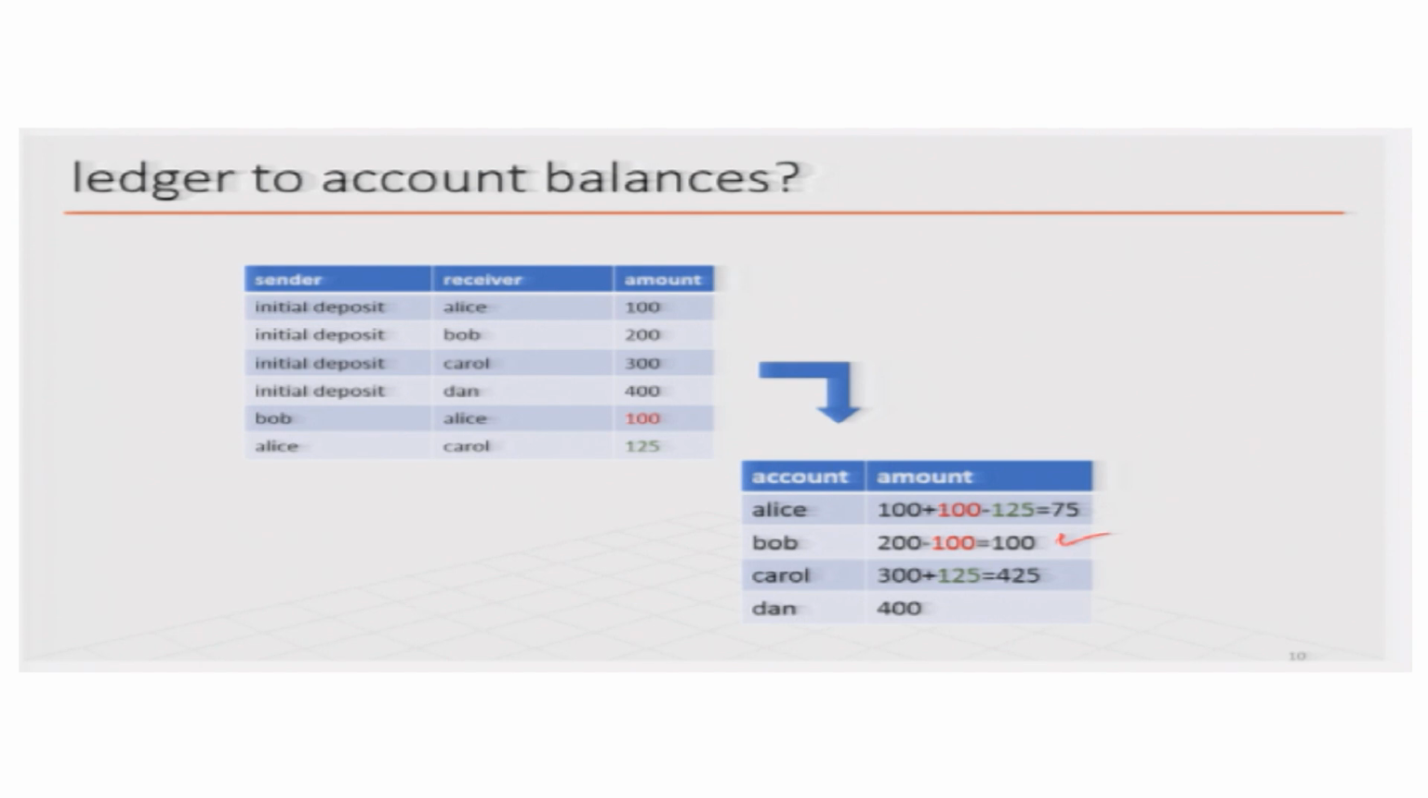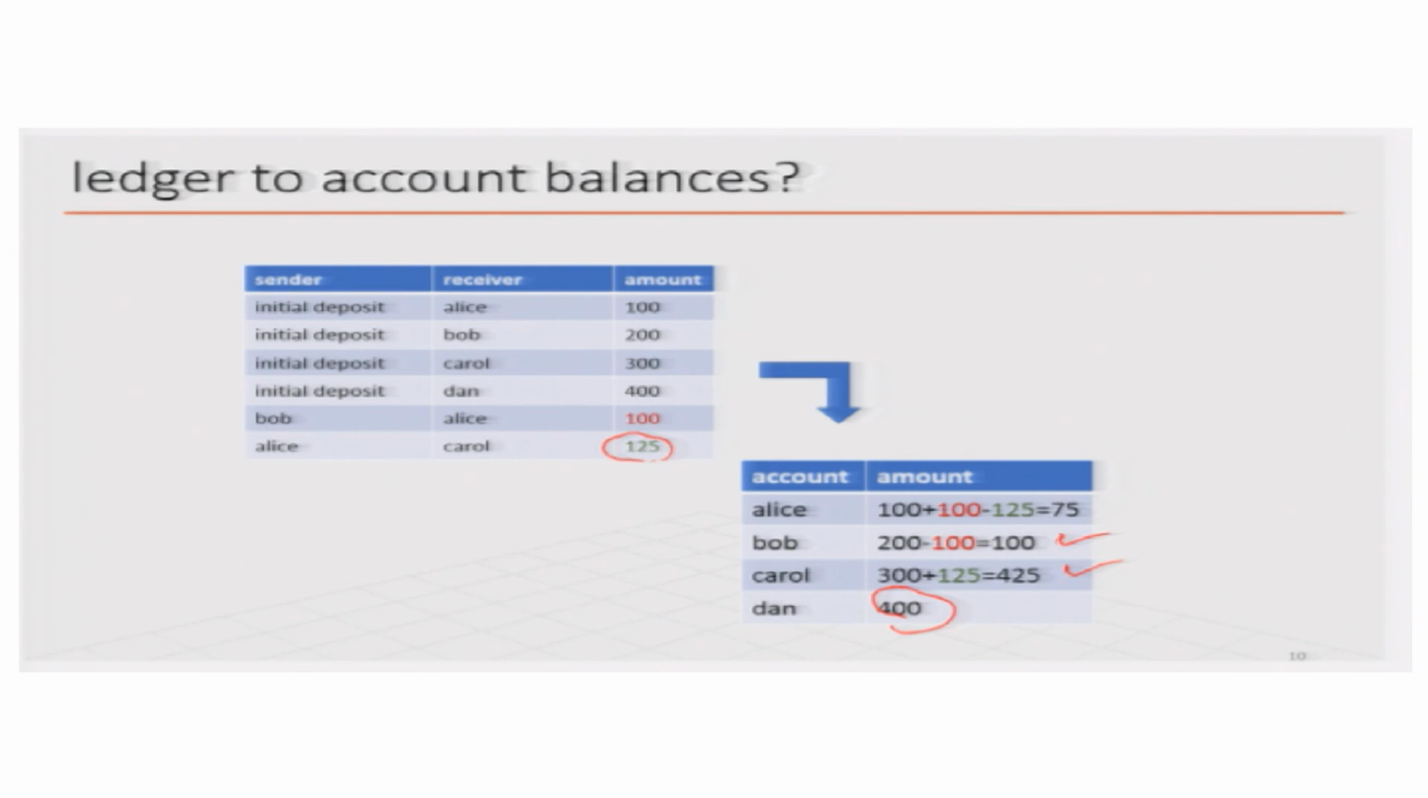Carol actually got money first by initially depositing 300 herself, plus 125 here. So, she now has 425, and Dan did not get any money or give any money to anybody. So, his balance stands at 400. So, this balance table can always be reconstructed from the ledger of transactions. So, the ledger of transactions is very fundamental, whereas from the balance table you cannot reconstruct the transactions.